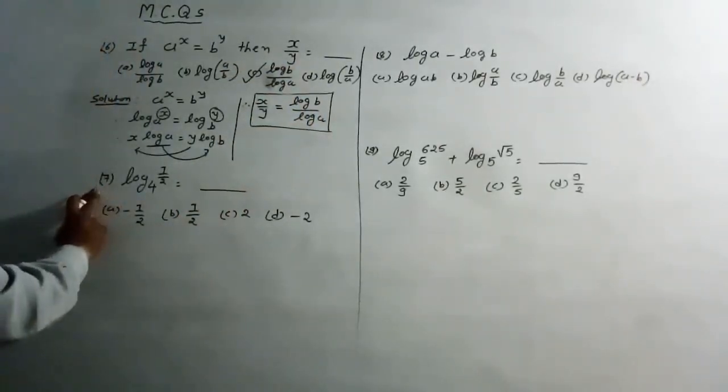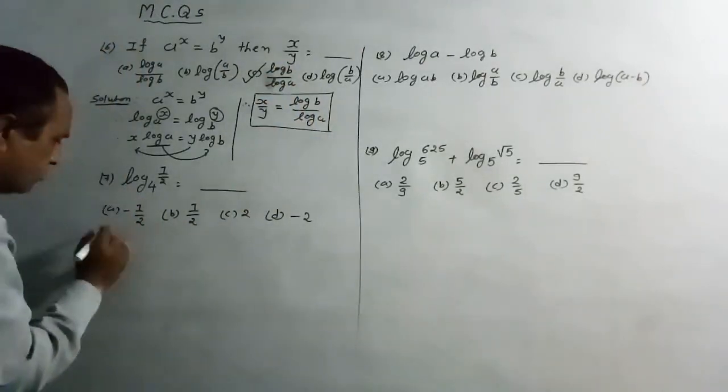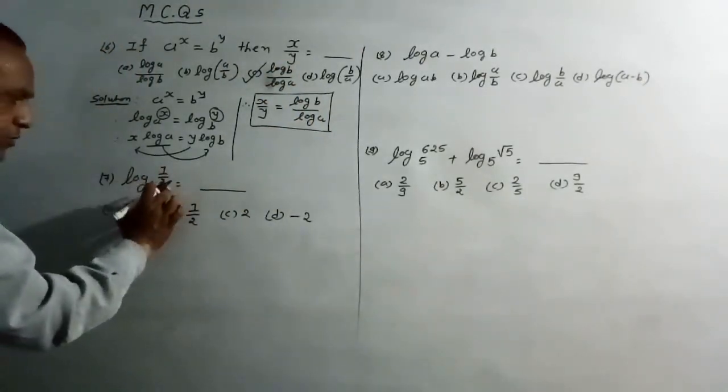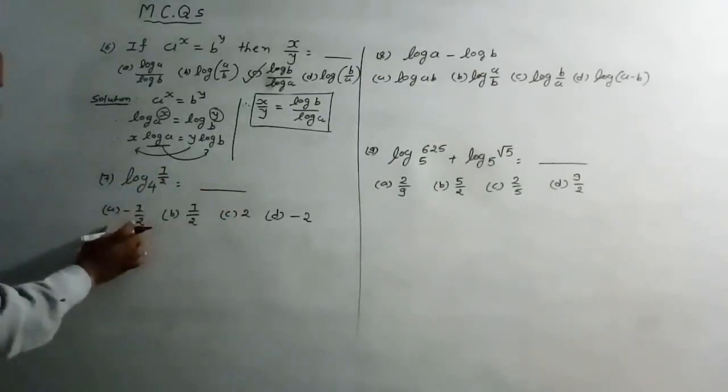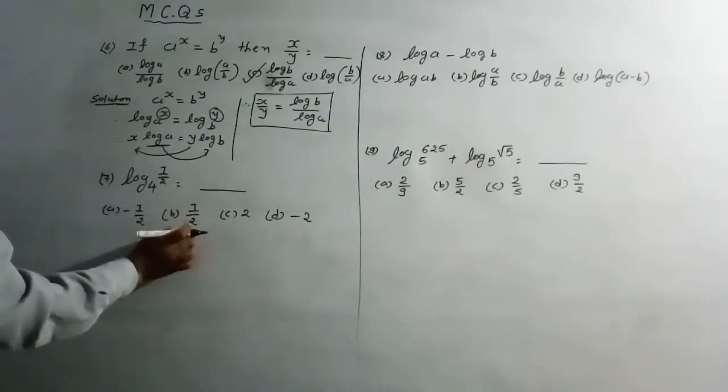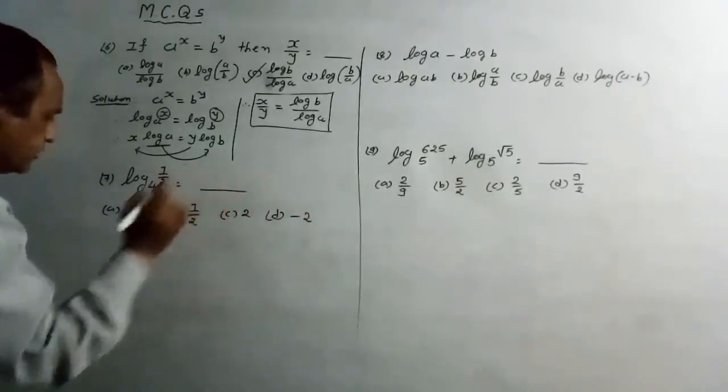Now MCQ number 7. Log 1 by 2 base 4 is equal to blank. Option number A, minus 1 by 2; B, 1 by 2; C, 2; and D, minus 2.